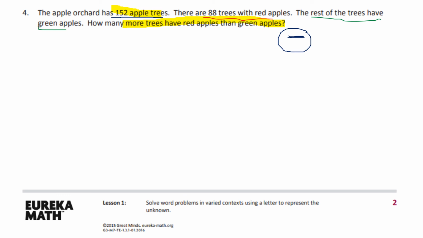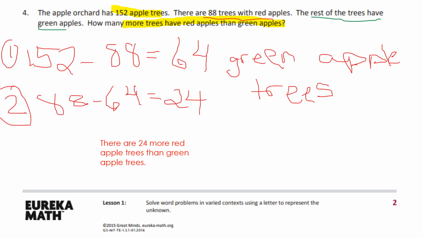All right, we're going to go over the answers now. So as you can see, what I first did was 152 minus 88, because that would tell me how many green apple trees there are, because we know that there are 88 red trees. So then I can do 88 minus 64 to find out the difference, to find out how many more have red apples. So there are 24 more red apple trees than green apple trees.